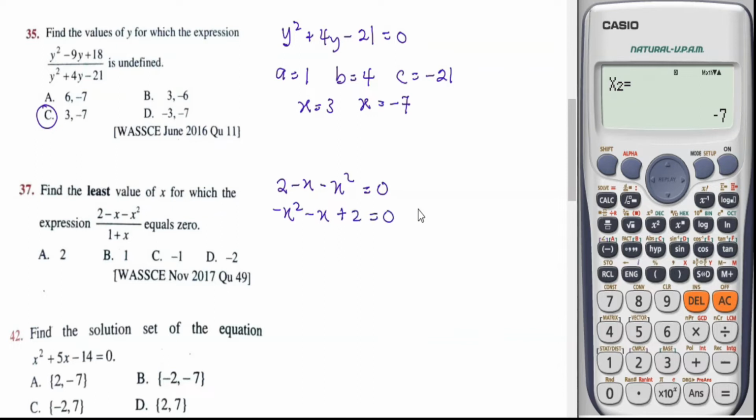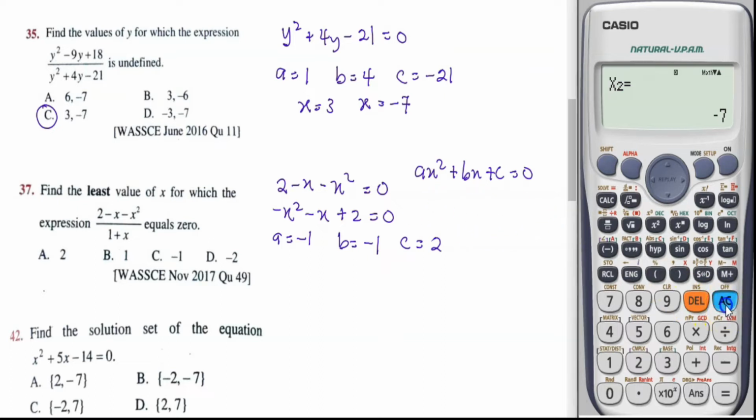So from here, then you can compare it with the quadratic equation, which is always ax squared plus bx plus c equal to 0. Therefore, it tells us that our a value is the coefficient of x squared, which is actually negative 1. Our b value is negative 1. And then our true constant is equal to 2. So now we go ahead and program.